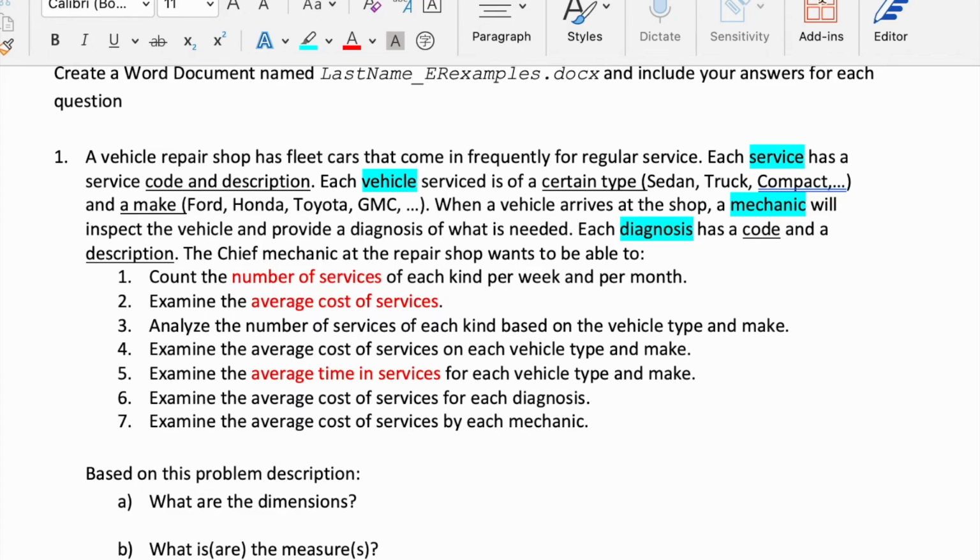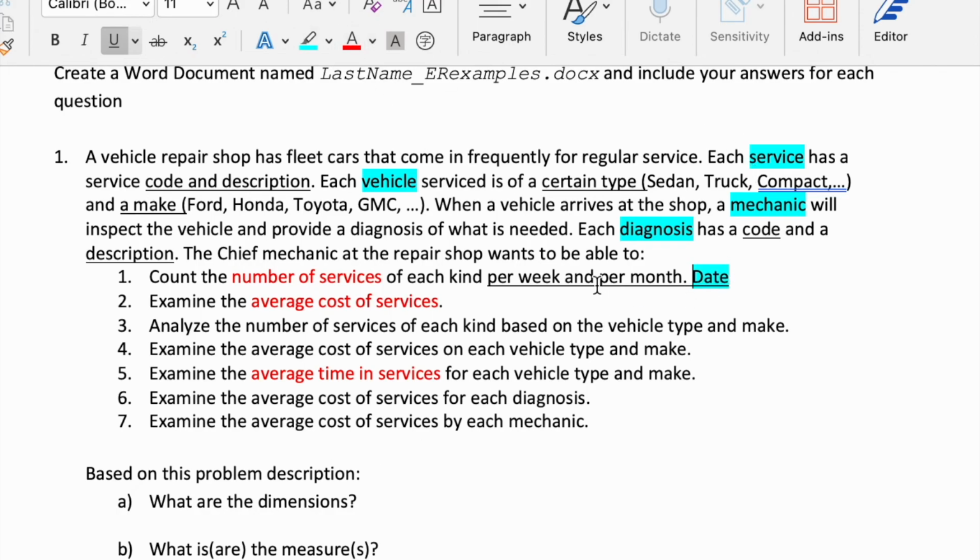Oh, one more thing, I forgot. Did you say we are trying to count the number of services for each kind per week and per month? So what is that? This could also be one dimension table, right? When we measure the different dates, we have the date dimension table. So the dates could also be counted as a dimension.